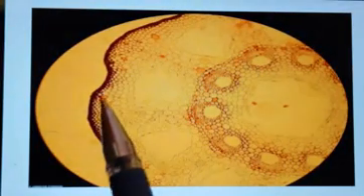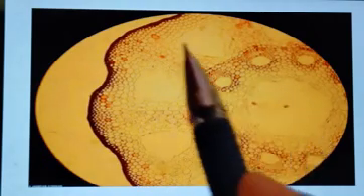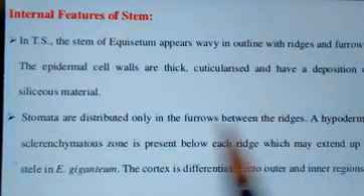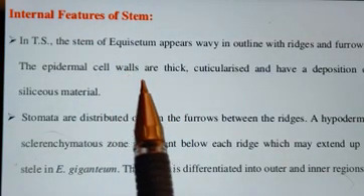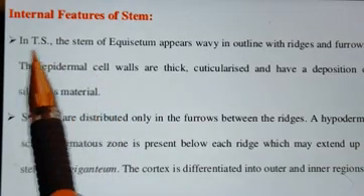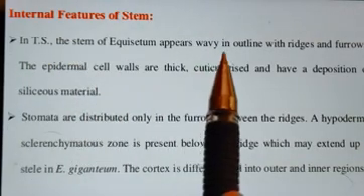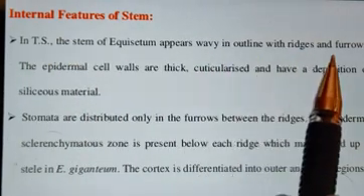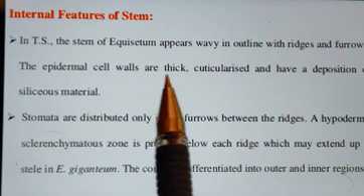This is the microscopic image of TS of stem Equisetum. Then internal features of the stem. In TS of stem, the Equisetum appears wavy in outline, with ridges and furrows. The epidermal cell walls are thick.